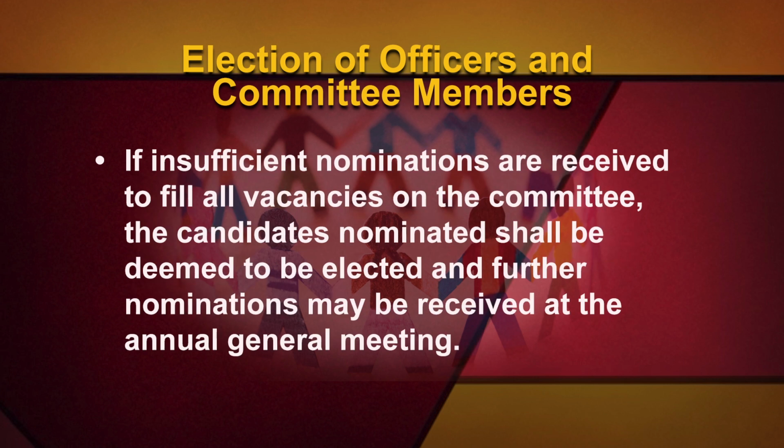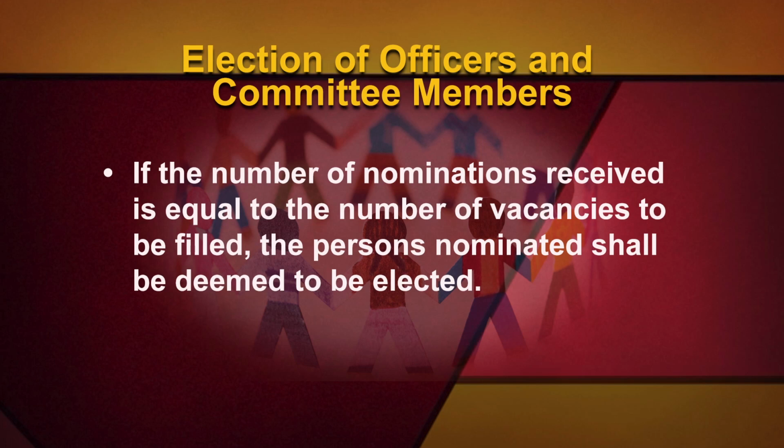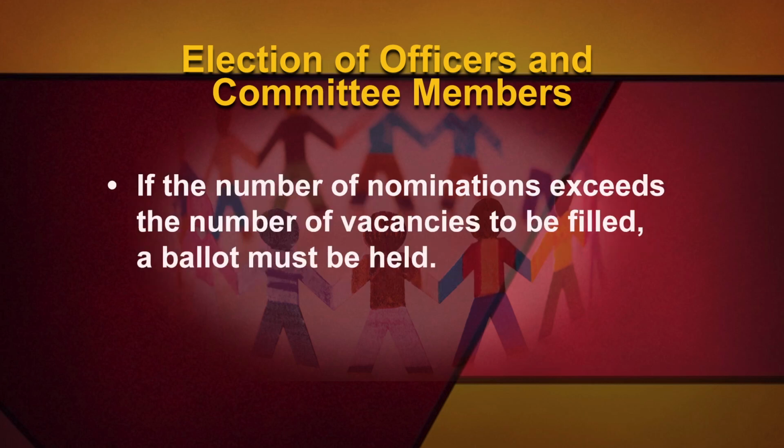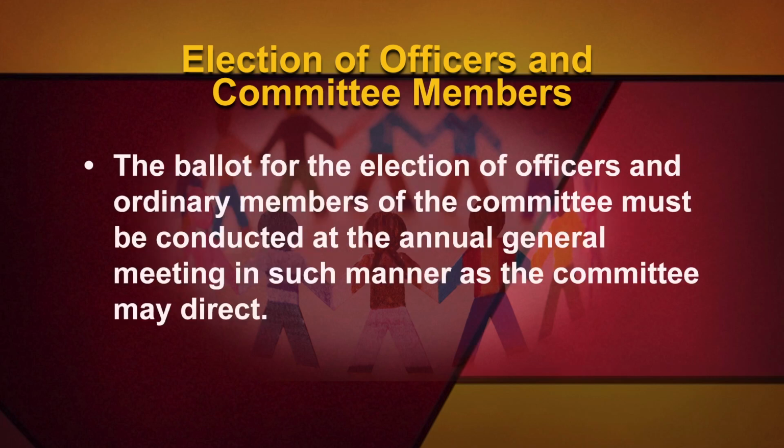If insufficient nominations are received to fill all vacancies on the committee, the candidates nominated shall be deemed to be elected, and further, nominations may be received at the annual general meeting. If the number of nominations received is equal to the number of vacancies to be filled, the persons nominated shall be deemed to be elected. If the number of nominations exceeds the number of vacancies to be filled, a ballot must be held. A ballot for the election of officers and ordinary members of the committee must be conducted at the annual general meeting in such manner as the committee may direct.